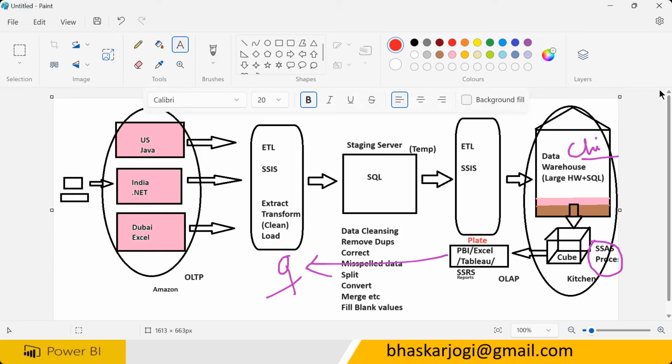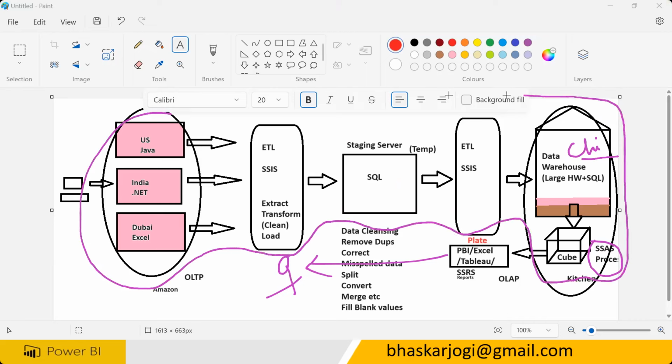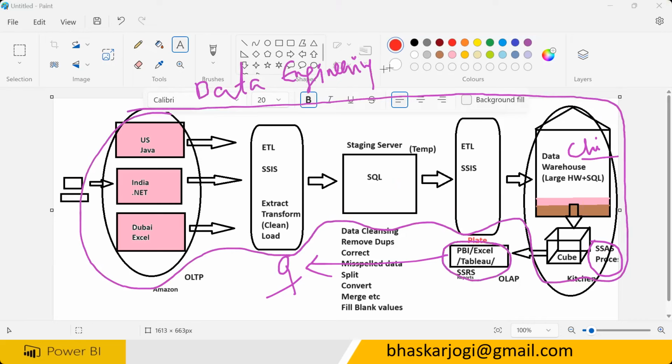Clear? Now from here, whatever you do, get the data, clean the data, correct the data, store the data, process the data. This work is called data engineering. This work is called what? Data engineering. Clear? So data engineering work will be more. Once the data is ready, you're going to be creating a report. So data engineering and creating a report, both of them are called data analytics or business intelligence.